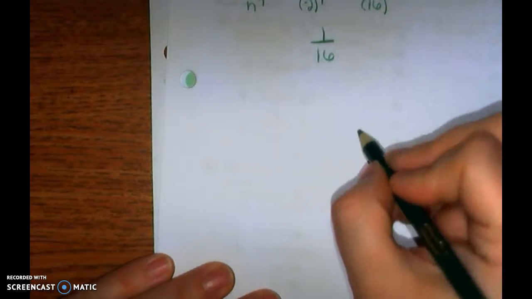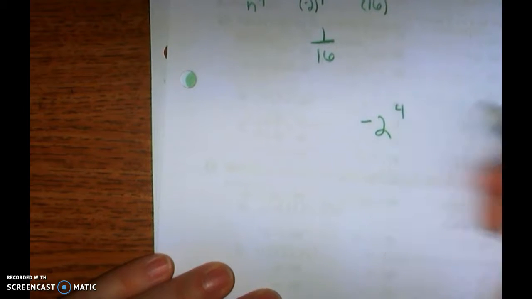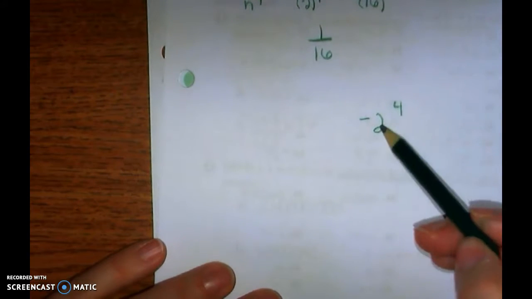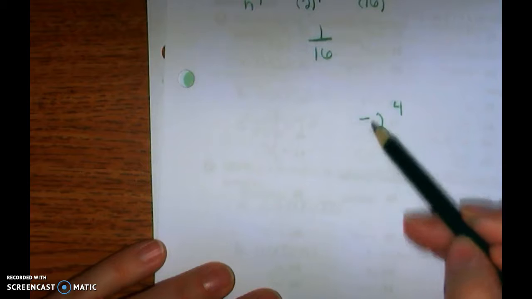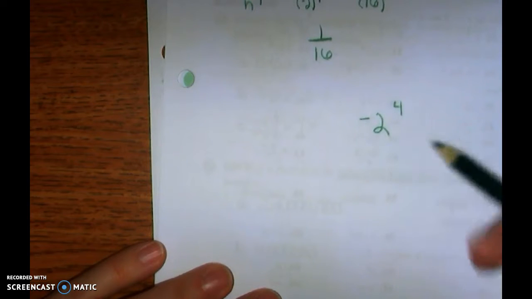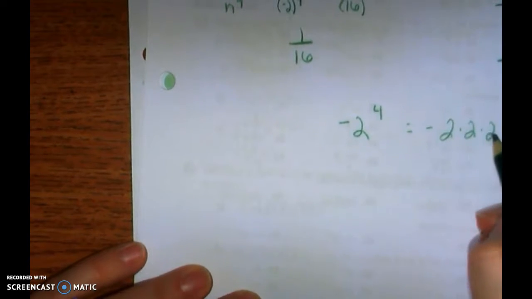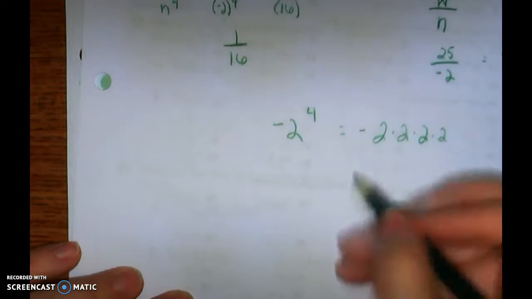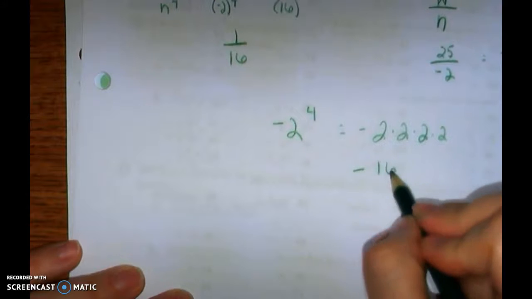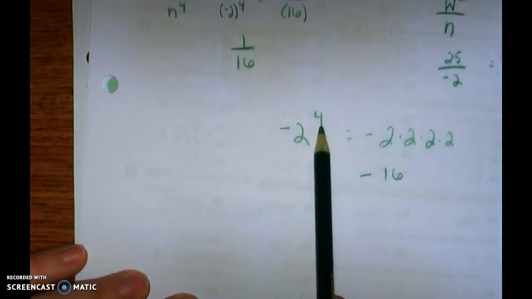Something to leave you with. If I wrote negative 2 to the fourth power, what is directly in front of the exponent is taken to the power. The negative is not. In this case, I would have something that looks like this in expanded form. My answer becomes negative 16. Again, because only the 2 is taken to the fourth power, not the negative.